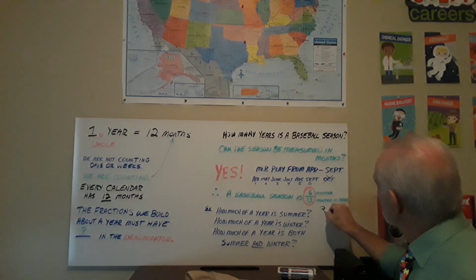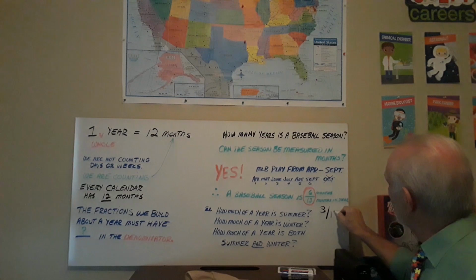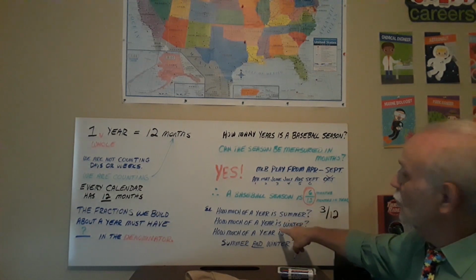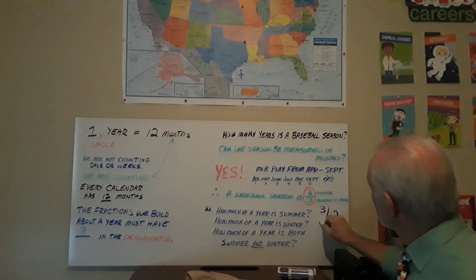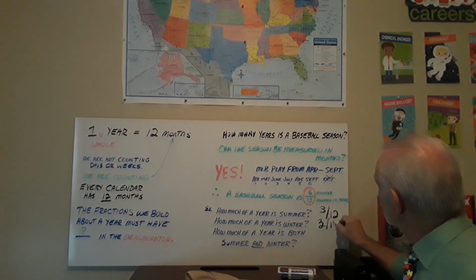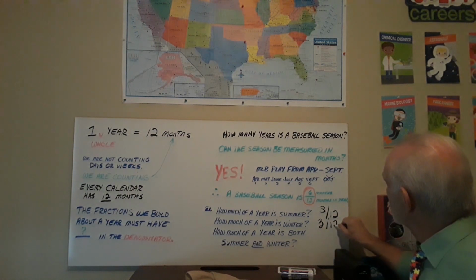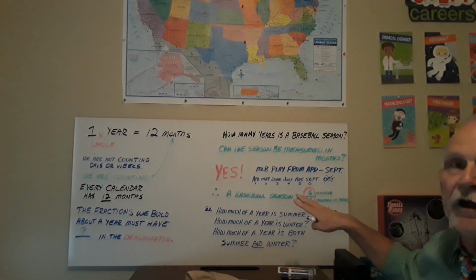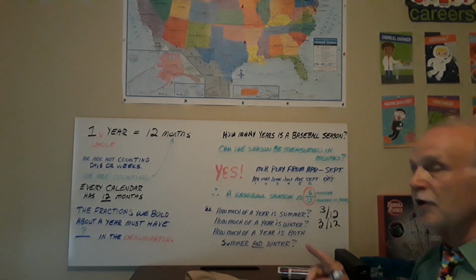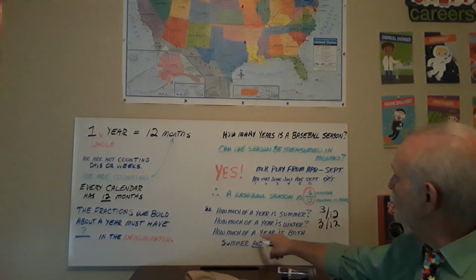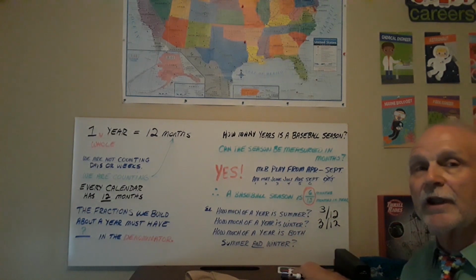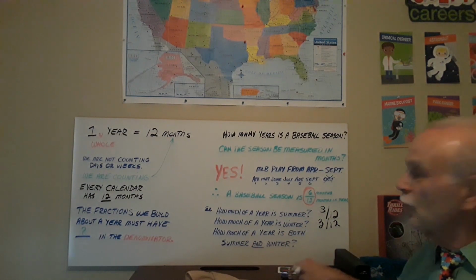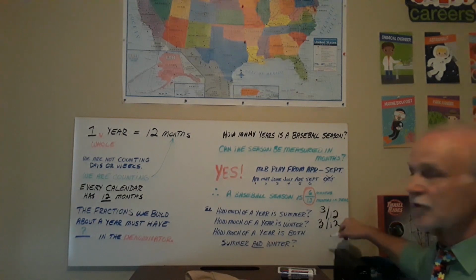It's 3 months out of 12. And winter is 3 months out of 12. Okay? They're identical because we're talking about the same thing. We're talking about divisions of the year into seasons. Here's what we're doing today. How much of a year is both summer and winter? We're just going to add these fractions together.